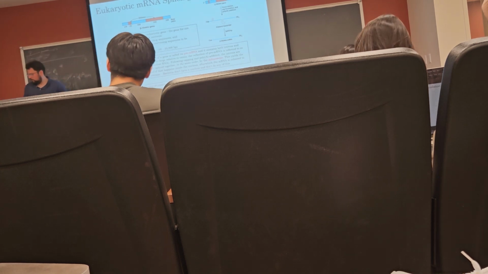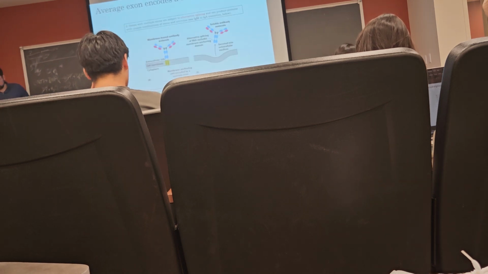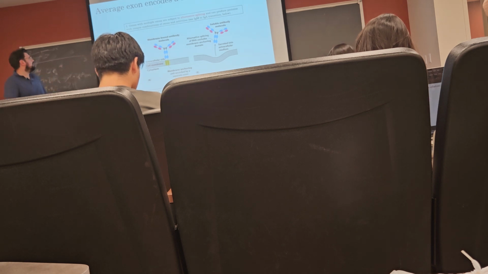Does anyone know how many different types of proteins we can make? A lot more. Yeah, it's about 100,000. So how can we make 100,000 proteins from only 20,000 genes? Well, this is a phenomenon called differential splicing or alternative splicing, right?